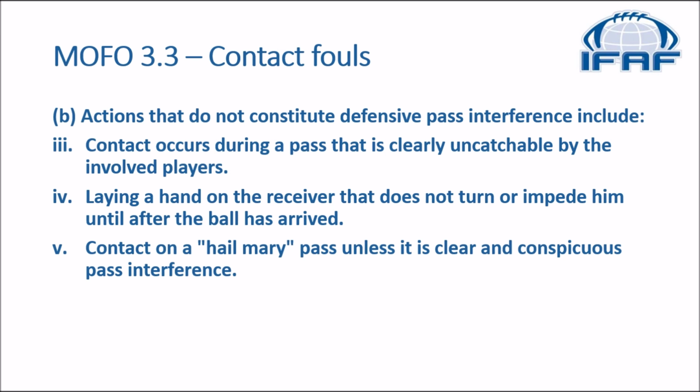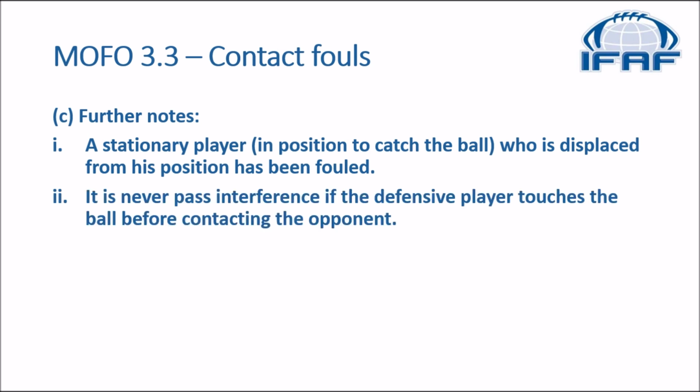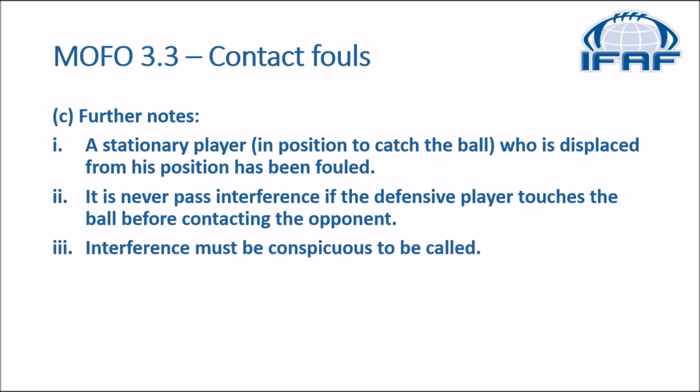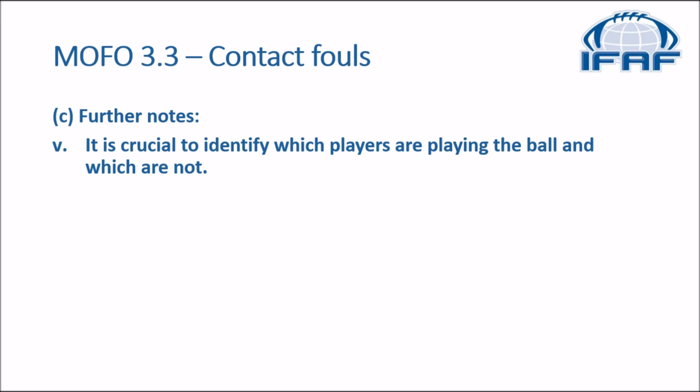5. Contact on a Hail Mary pass unless it is clear and conspicuous pass interference. C. Further notes. 1. A stationary player in position to catch the ball who is displaced from his position has been fouled. 2. It is never pass interference if the defensive player touches the ball before contacting the opponent. 3. Interference must be conspicuous to be called. 4. Remember that the defense has as much right to the ball as the offense. 5. It is crucial to identify which players are playing the ball and which are not.